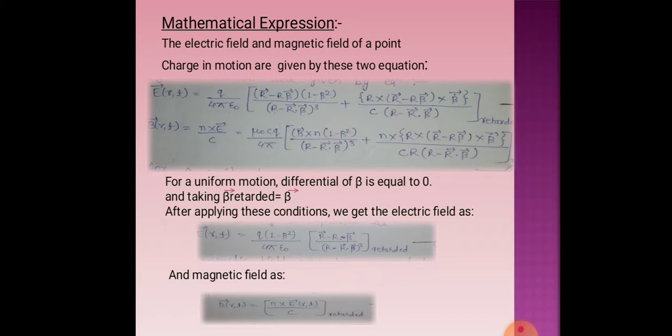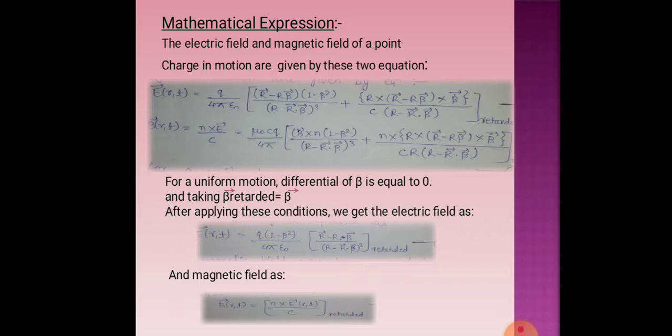Now, the mathematical expression. The electric field and magnetic field of a point charge in motion are given by two equations, E(r,t) and B(r,t), where E(r,t) is equal to q upon 4 pi epsilon naught, (n minus beta) times (1 minus beta square) upon (R minus R dot beta) whole cube, plus n cross ((n minus beta) cross beta dot) upon c (R minus R dot beta) whole bracket close. Then similarly we can write the value of B(r,t).